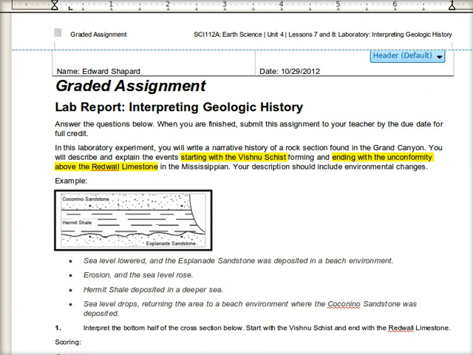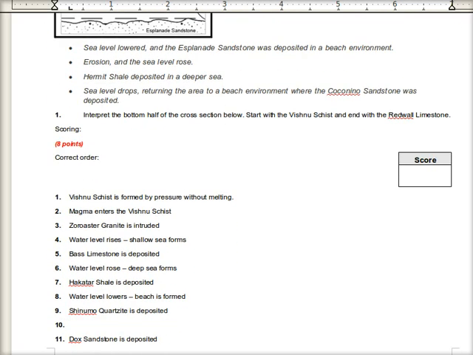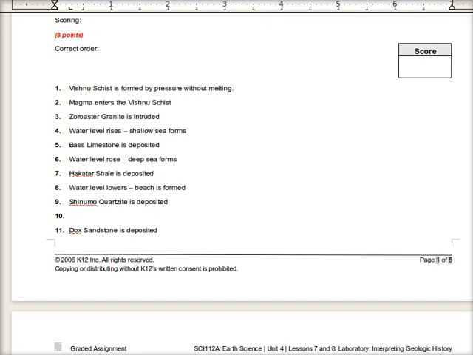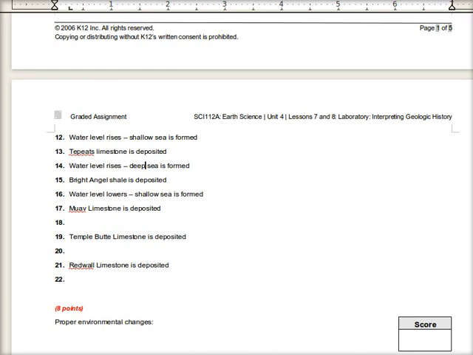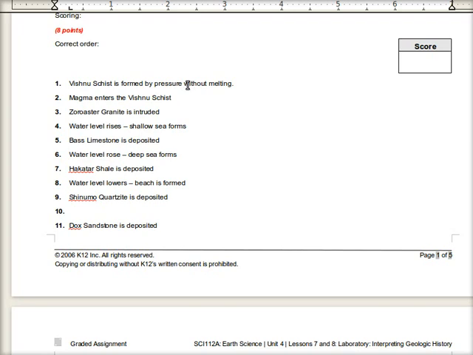Alright, welcome back everyone. Now, what we should have by now is the lab report downloaded, saved to your computer, your name on here and everything. And you should have a list of all of the different levels from the Vishnu schist all the way up to the Redwall limestone. You should also have filled in the gaps in between the different layers wherever you can, based on how you know that the different rock levels are formed.